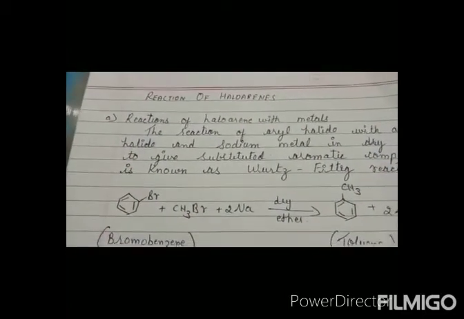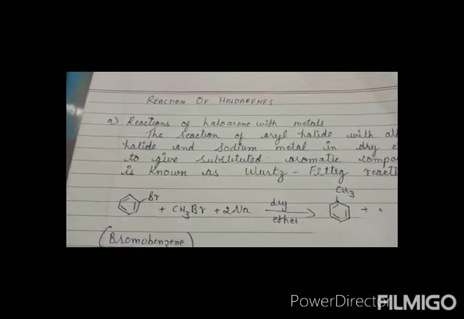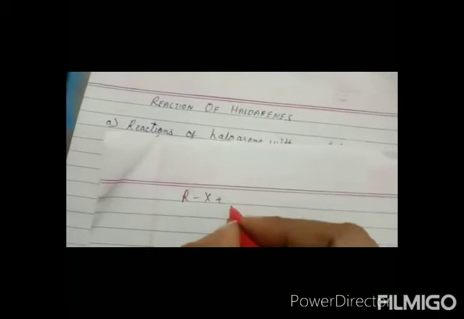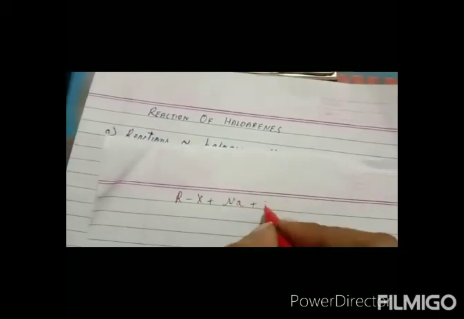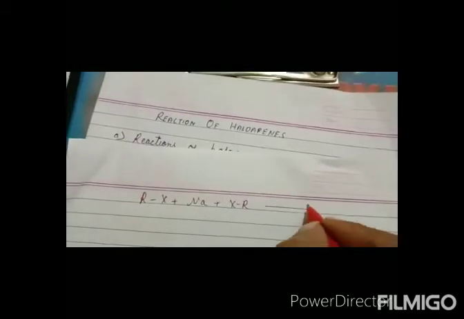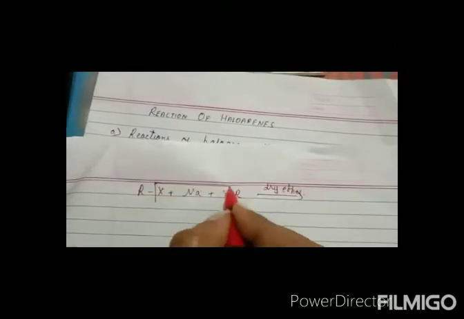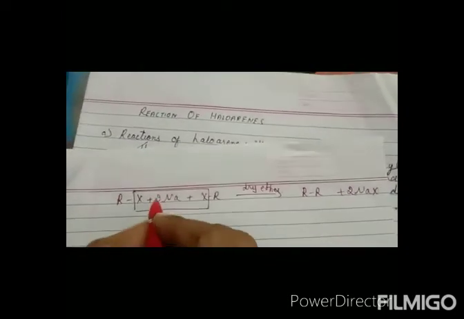Now, the reaction of the aryl halide with the alkyl halide group. Let us see at a glance. Last time we ended with the Wurtz reaction, in which we took RX which reacted with sodium. We took excess of the alkyl halide in the presence of dry ether, and we got R-R, that is an alkane, and NaX. X was twice, so twice over here.